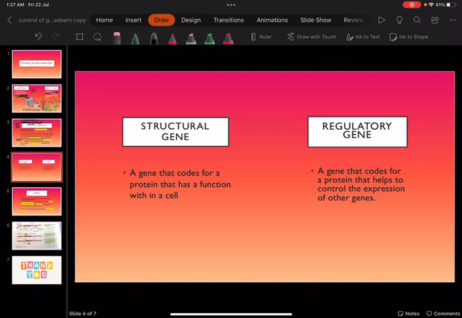Then you need to know the different types of genes that we have in a body. So we have the structural genes and we have the regulatory genes.